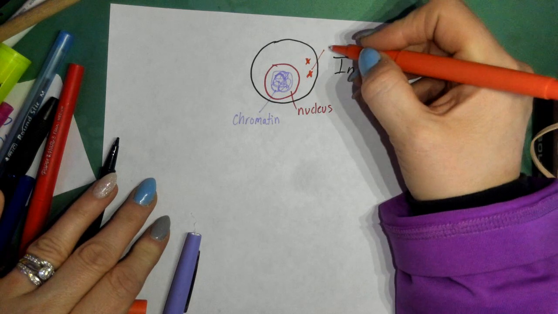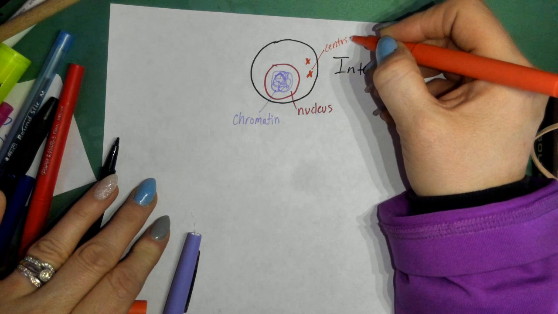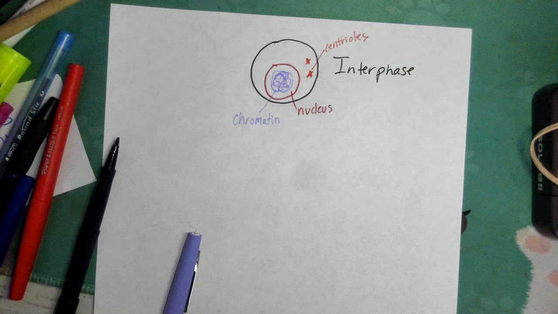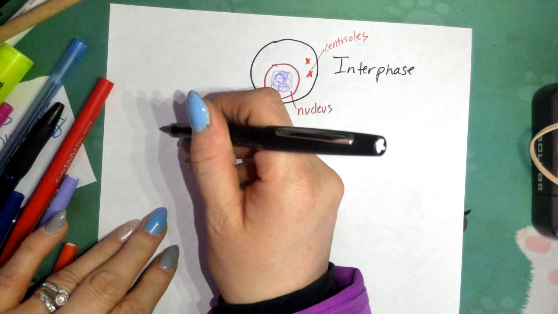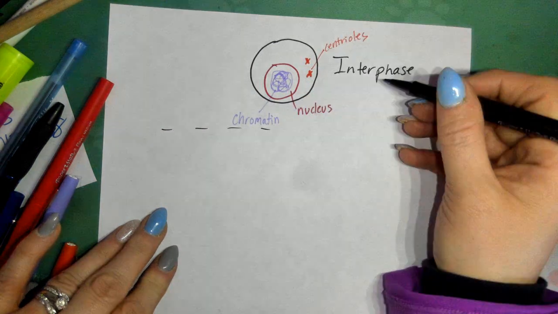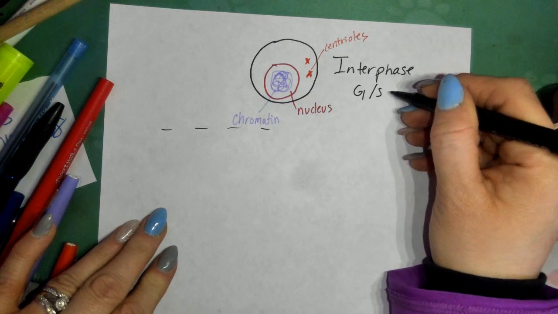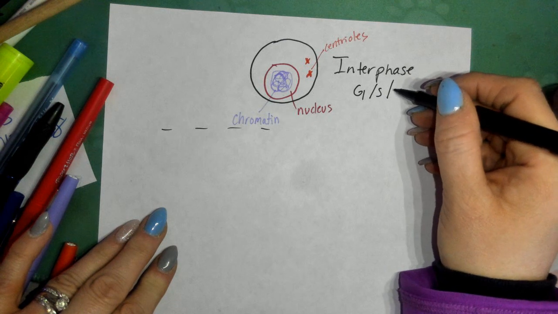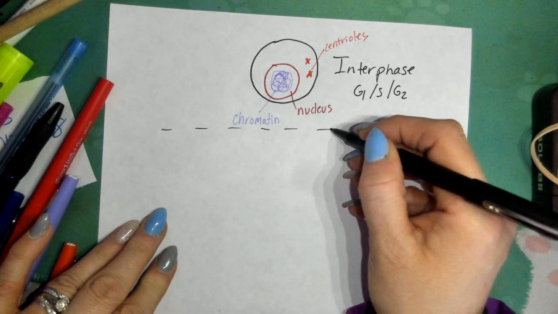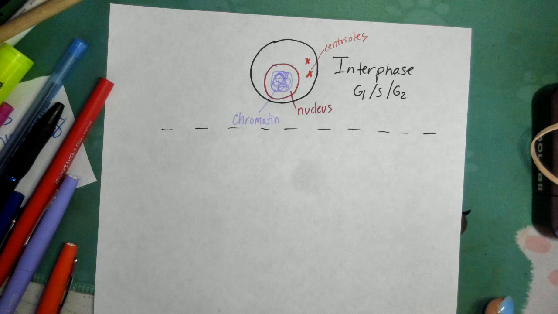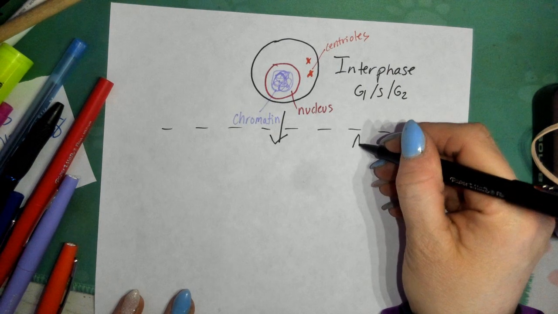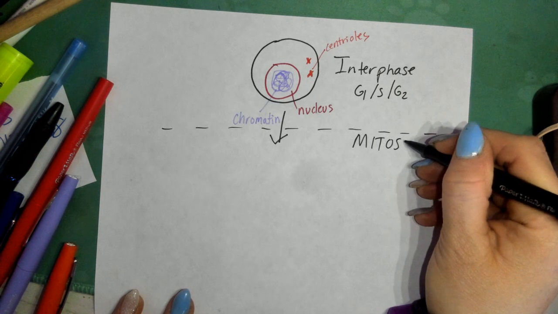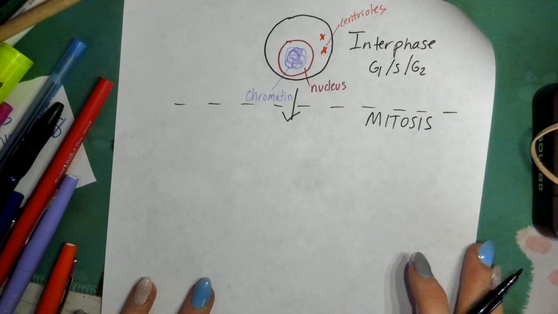And they got copied during interphase, called centrioles. And the centrioles are what's going to be producing the spindle fibers later. So interphase is where we're going to have G1, S, where DNA is copied in the S phase, and G2. And the cell's going to spend most of its time in interphase. When it's ready, it's going to enter mitosis, where the nucleus is going to divide.